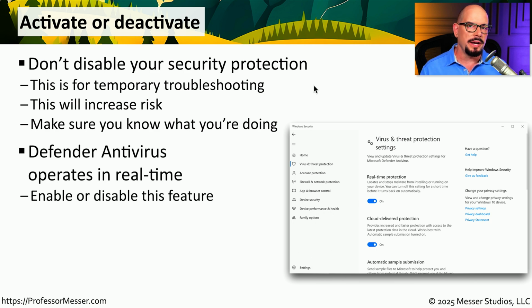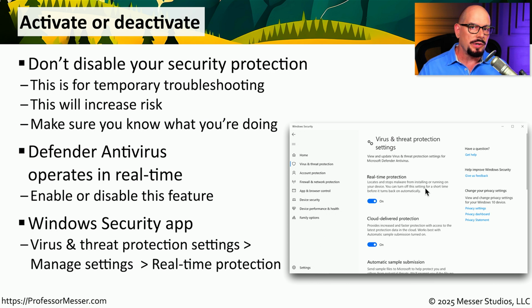The default configuration for Defender Antivirus is to run with real-time protection. This means that it will monitor and scan for all file transfers that are occurring in and out of your operating system, and it will automatically identify any malicious software that may be contained within those documents. If for some reason you need to turn off this real-time protection, you'll find this under the Windows Security app under the Virus and Threat Protection settings. If you go to the Manage Settings section, you can enable and disable real-time protection.